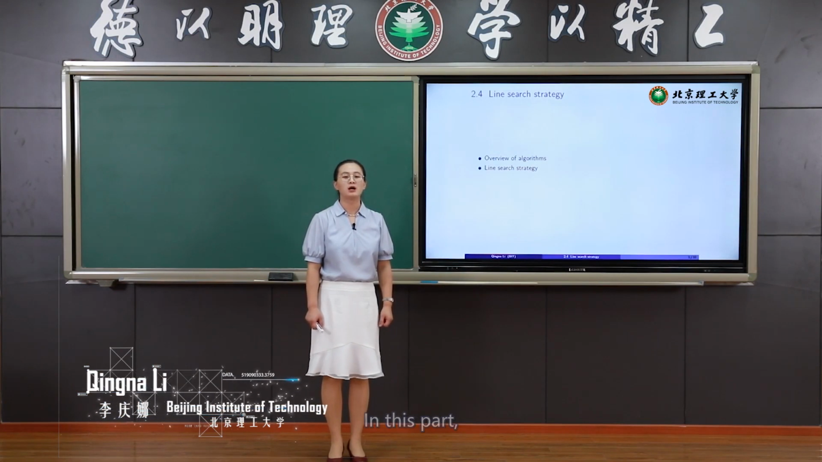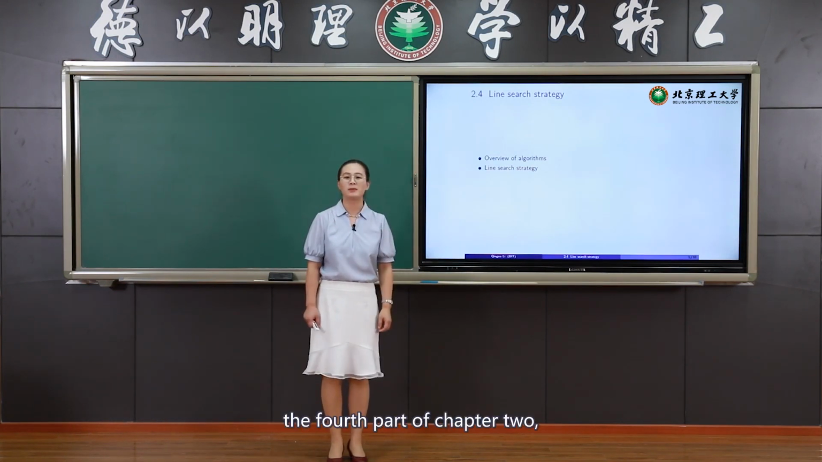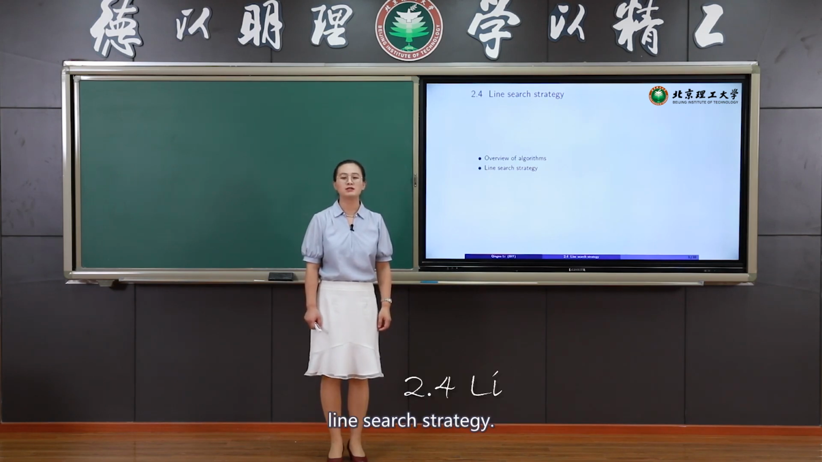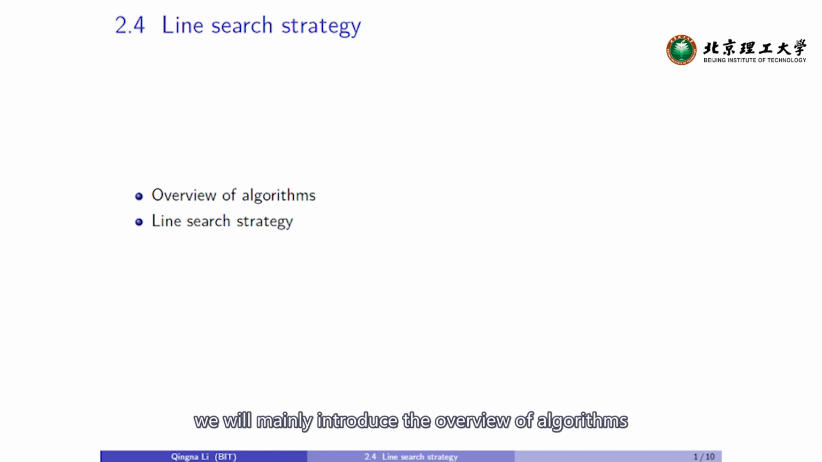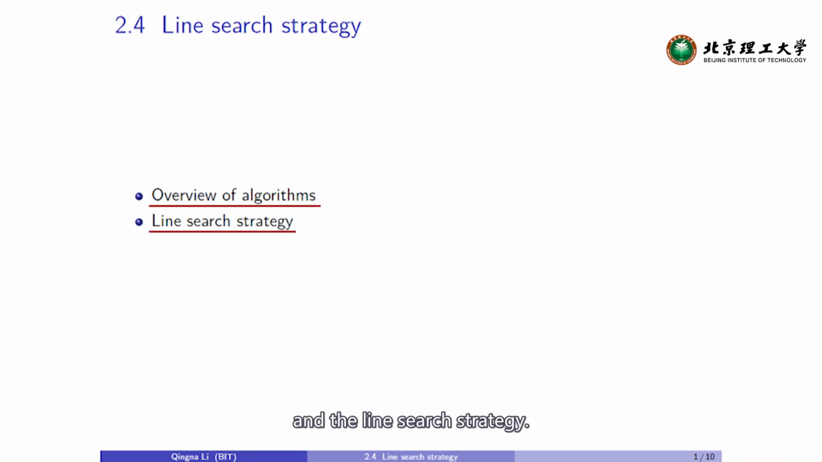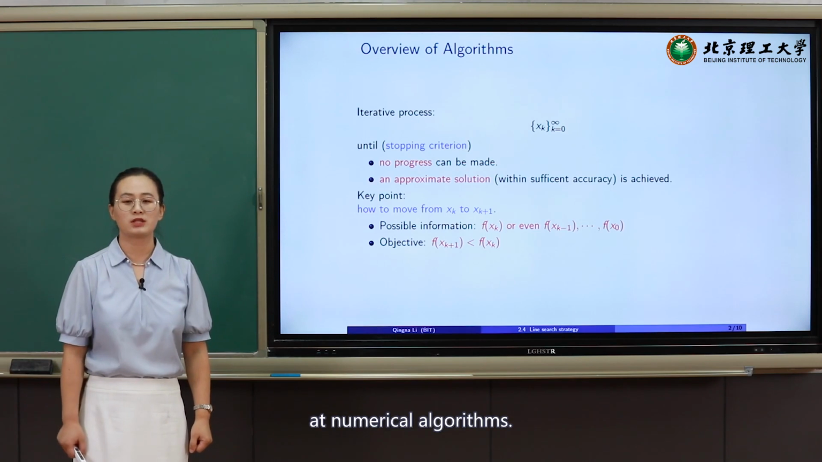In this part, we will look at 2.4, the fourth part of Chapter 2, Line Search Strategy. We will mainly introduce the overview of algorithms and the line search strategy. Now, let's take a brief look at numerical algorithms.